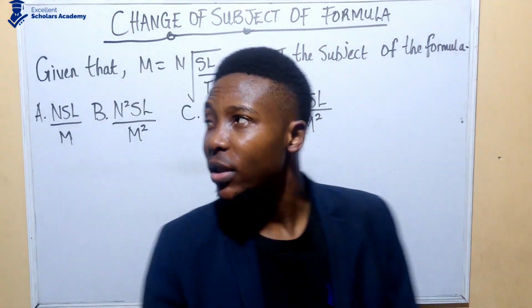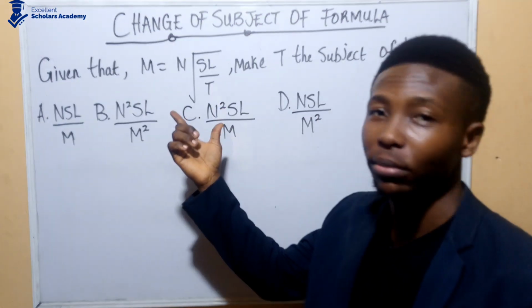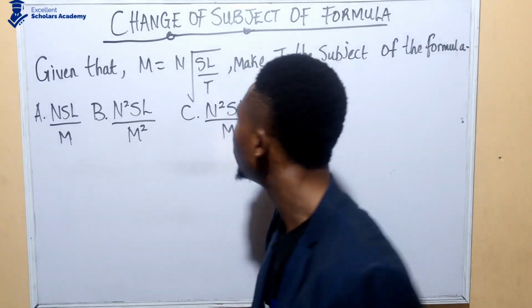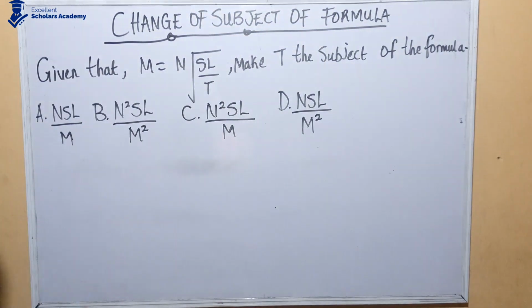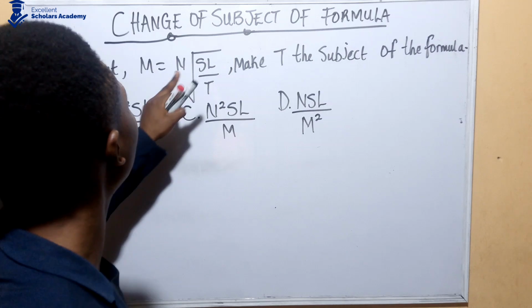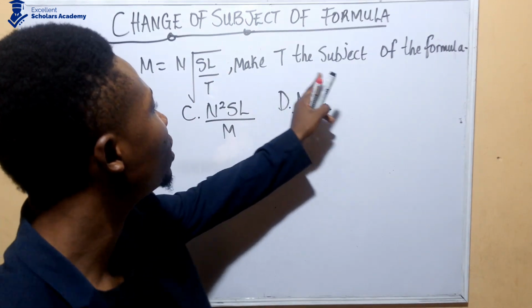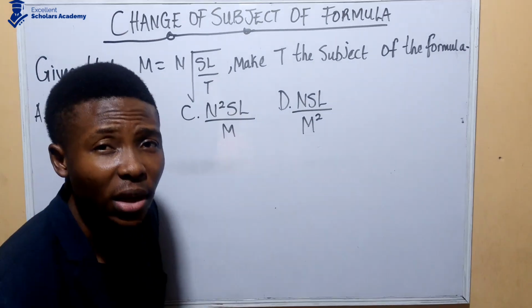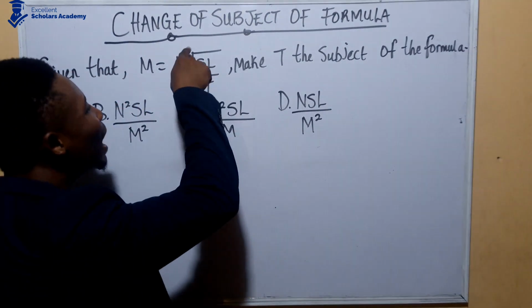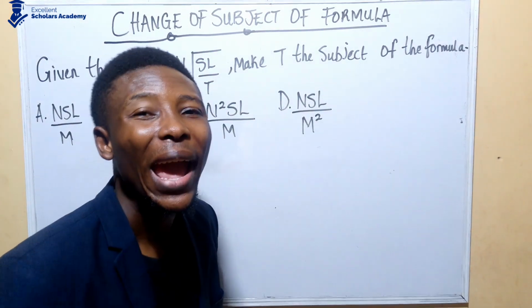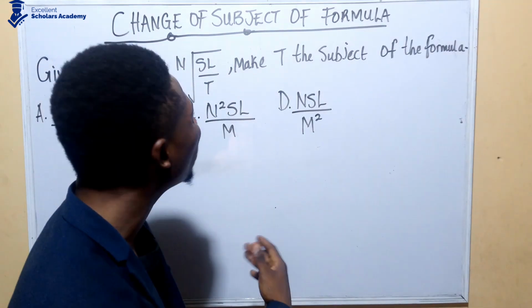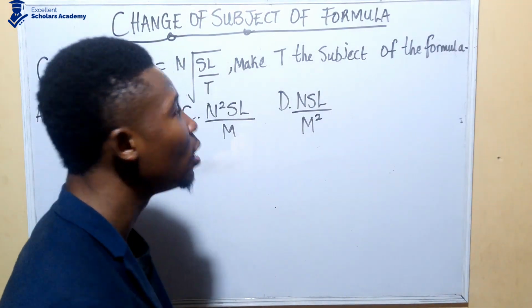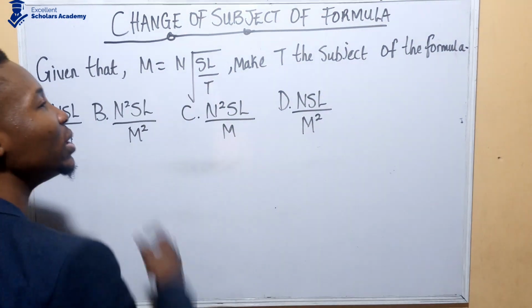Given that M is equal to N square root of SL over T, make T the subject of formula. Now, where is T? T is here, and you want to make it the subject of formula. It's under this cap, and you have to evacuate that cap, which is the square root, from this so that you can deal with T.